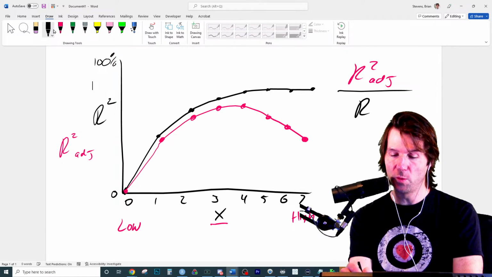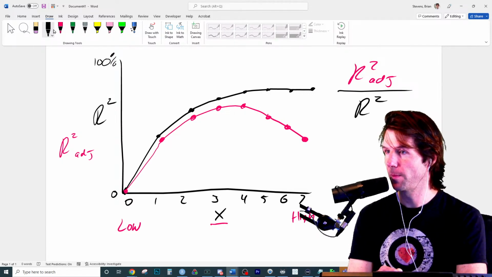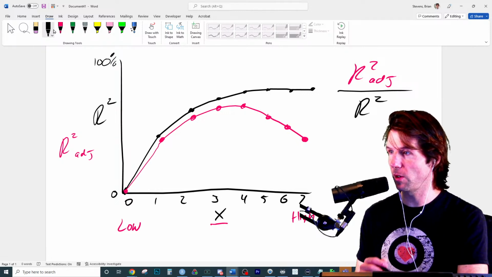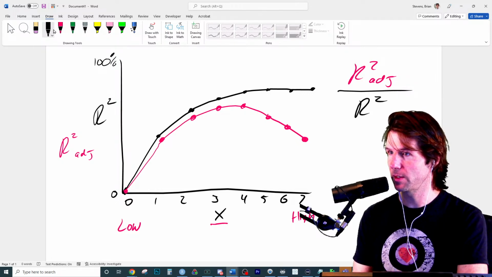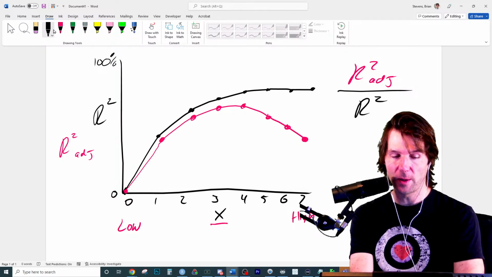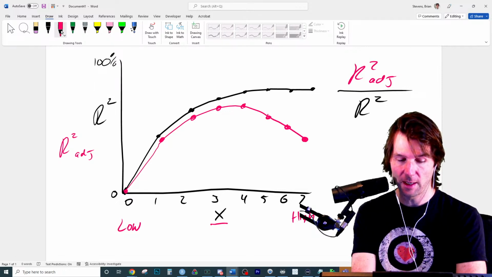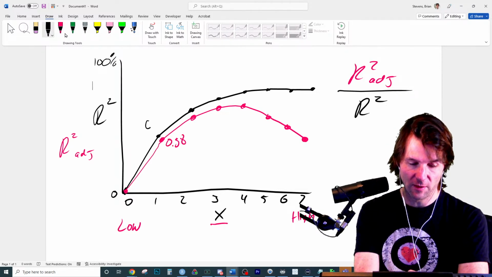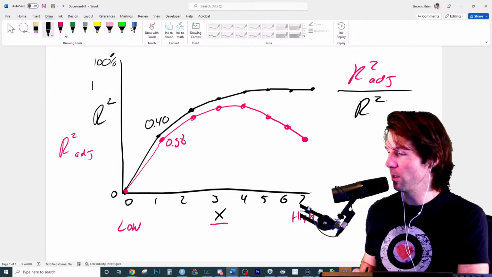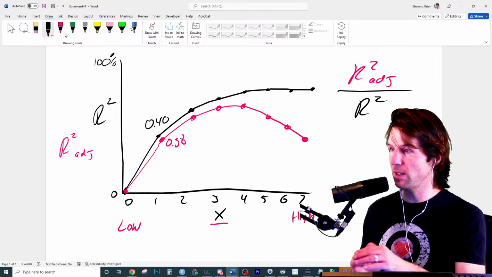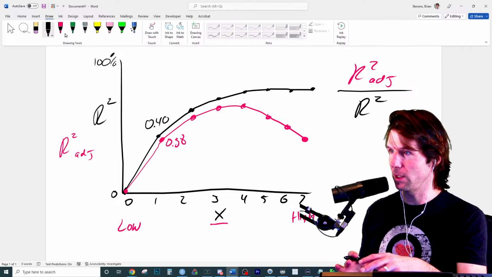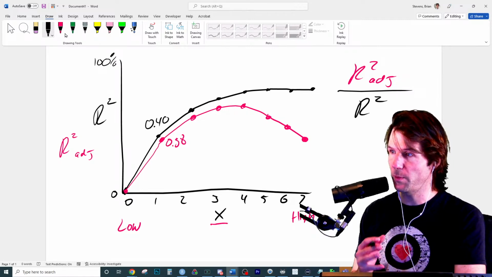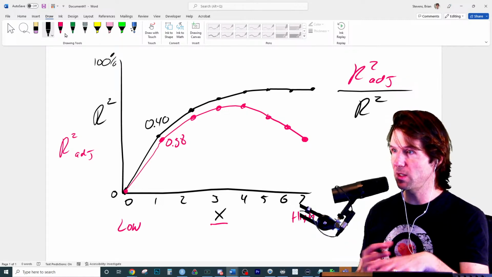So what would you want this value to be very close to? If you compare your r squared adjusted to r squared, you'd want that to be very close to what? So think about like right here, this might be an r squared adjusted of like 0.38 and an r squared of 0.40. You'd want it to be close to 1 because that says you're not really getting penalized that much. So you want that to be as close to 1 as possible so that way you're basically having the same.